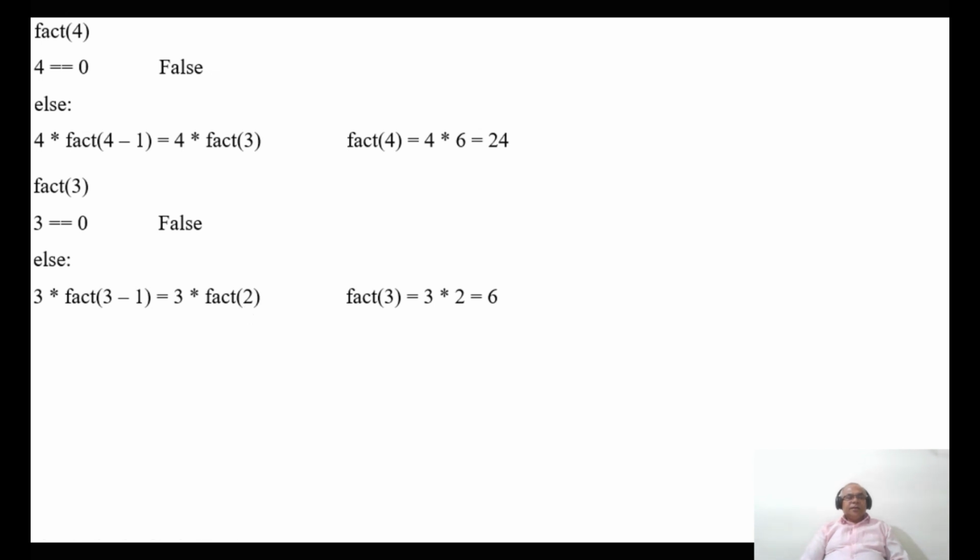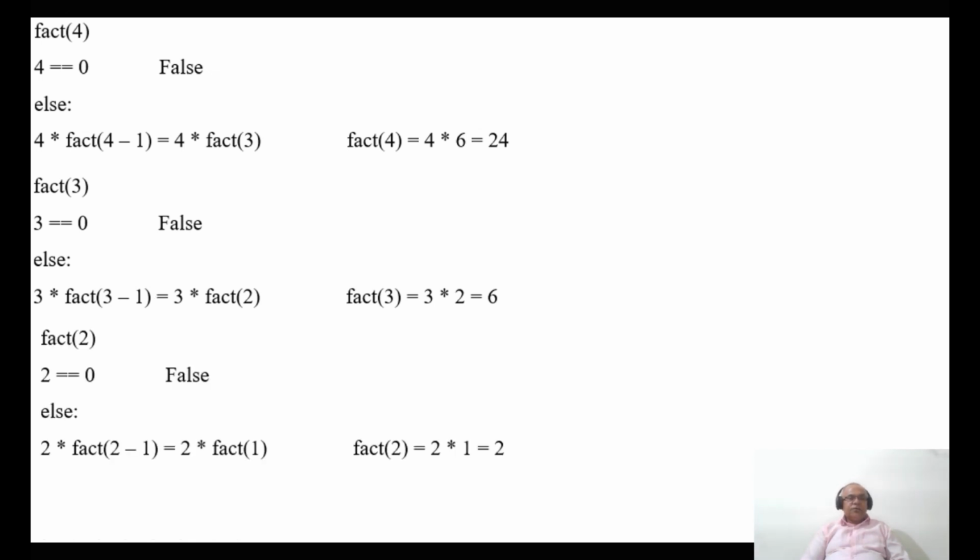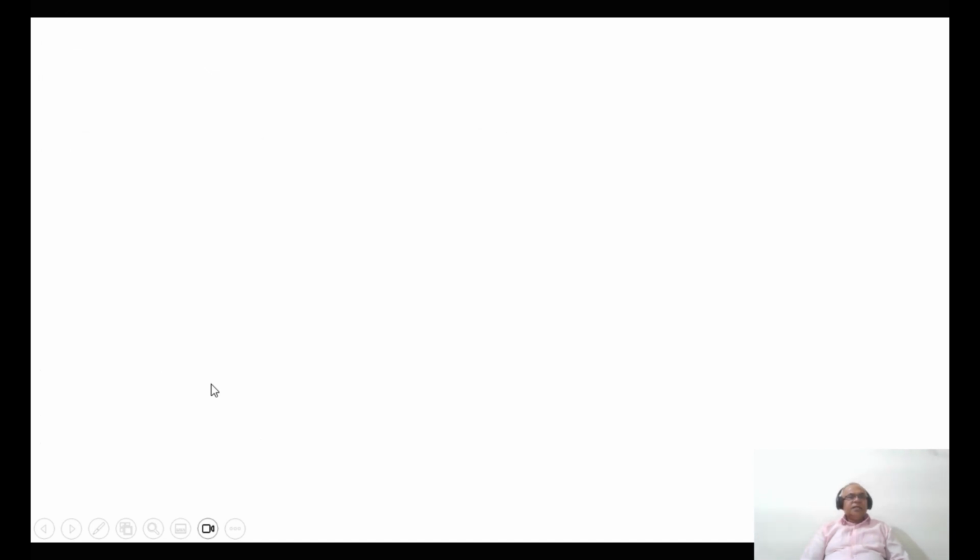Then again it goes back, and it will go to find out the value of fact 2. What is the value of fact 2? Fact 2: 2 is equal to 0, the condition is false. Else 2 into fact of 2 minus 1, 2 into fact 1. Again it goes back and it will try to find out the value of fact 1. Fact 1: 1 is equal to 0, the condition is false. Else 1 into fact of 1 minus 1, 1 into fact 0.